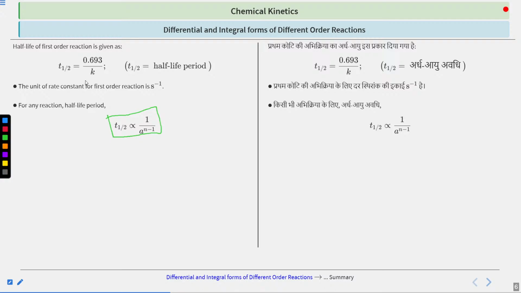So you will sometimes get anomalies, that is a different case, but most of the time your T half is directly proportional to 1 by a to the power n minus 1. So if you put 0 here, then T half will be directly proportional to the initial concentration.